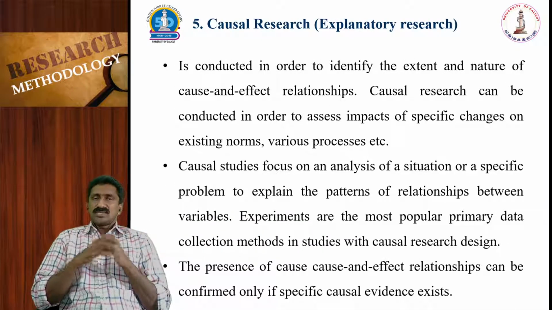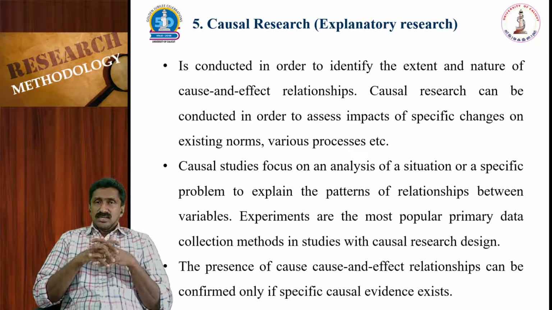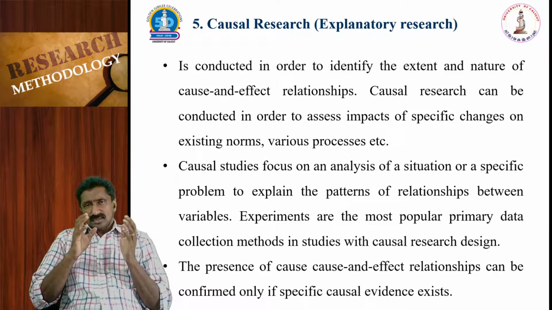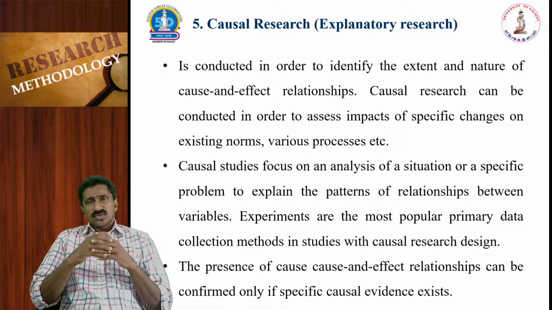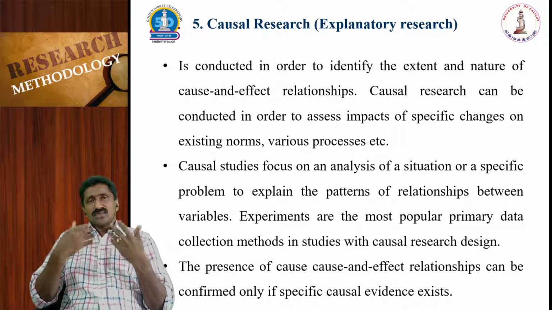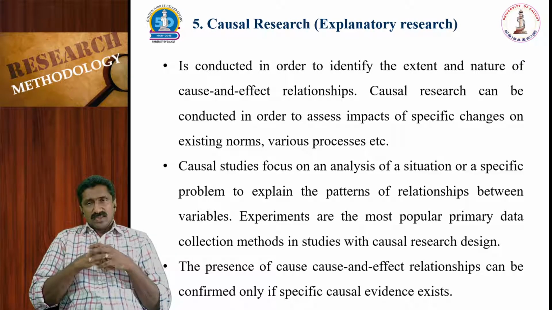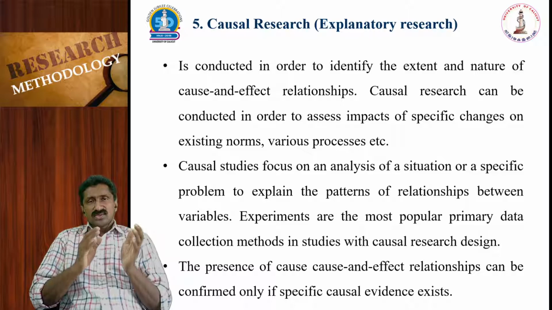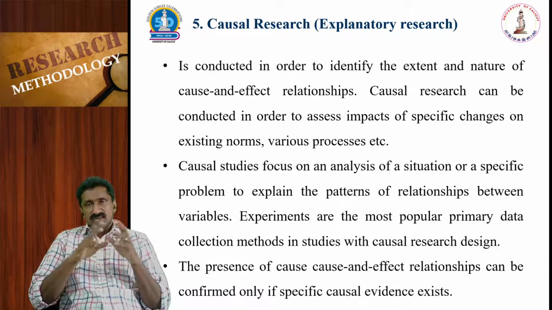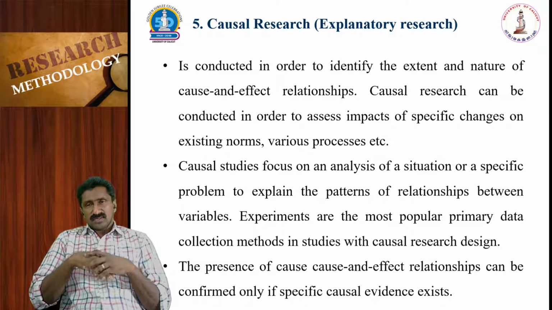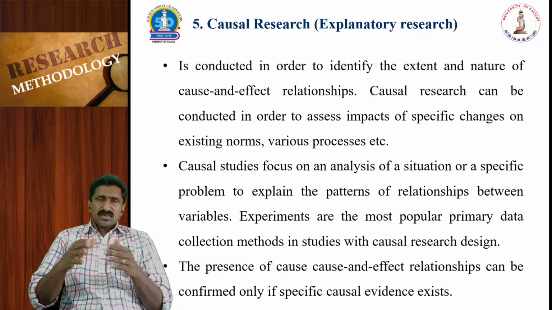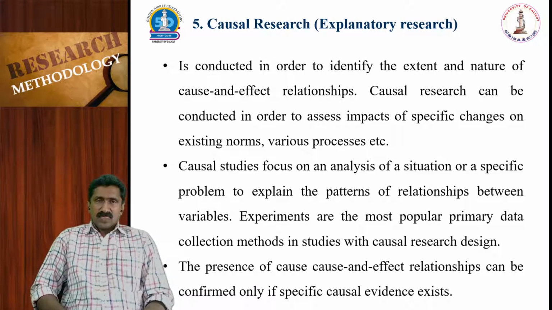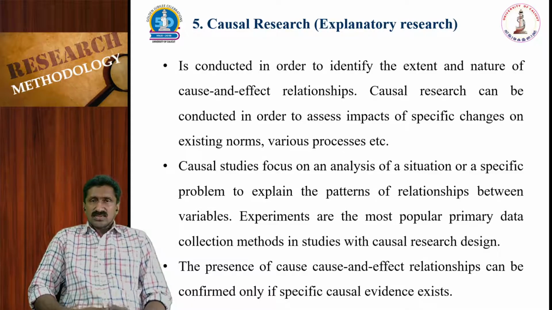Now the next one is casual research. Casual research is also known as exploratory research. And this casual research is conducted in order to identify the extent and nature of cause and effect relationships. Casual research can be conducted in order to assess the impact of specific changes on existing norms or various processes, etc. It's a very casual observational research, and it can be conducted to assess the impact of something on some particular process or some other events. So that type of research is casual research.